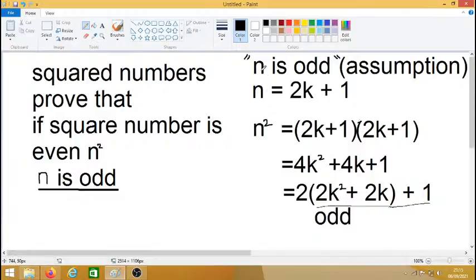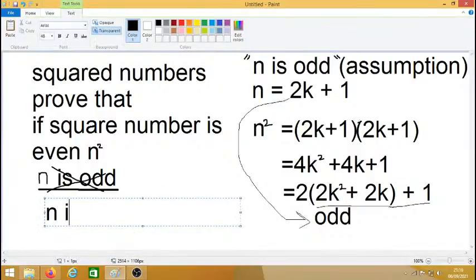So what I've proved is that if I start with an odd number and I square it, then I'm going to end up with an odd number as the answer for the square number. So if the square number is even, n squared, n is odd? No, that can't be true. N was odd, the square number was odd, so the only way I can end up with n squared being even is that n has to be even.